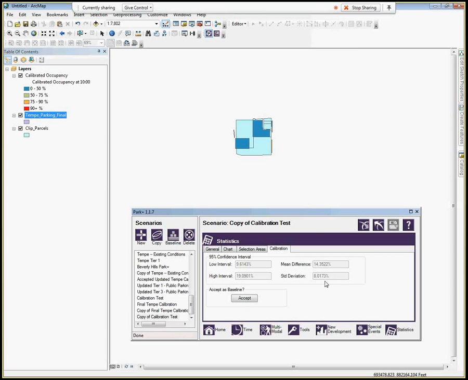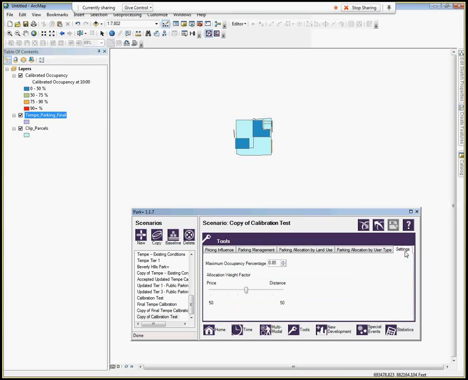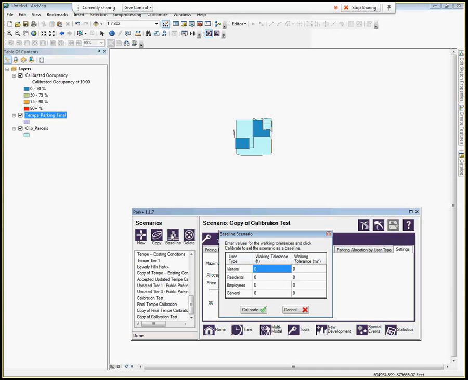So if we were happy with that, we could accept that baseline, and that would become our new calibrated condition that we could build scenarios off of. But we're going to play around with some of the other characteristics and see if we can't get that down to a more acceptable level. So let's try some of the settings. If we change price from 50-50 to, let's say, price at 80, distance at 20, so saying that price is now the biggest factor in the decision point for our users of where they're going to park, we can calibrate this again.